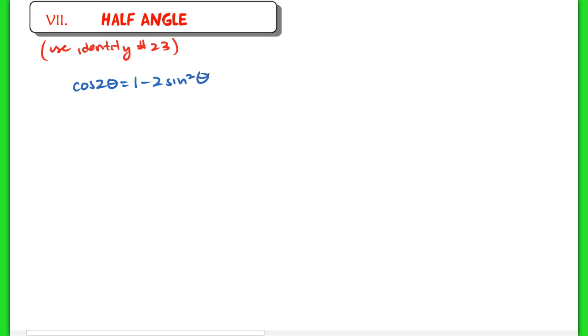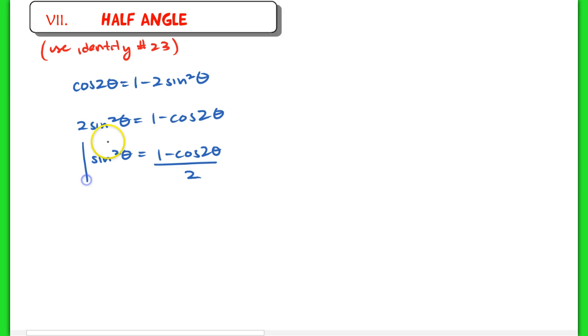Now I want to isolate my sine squared theta. So what I'm going to do first is move that 2 sine squared theta to the left, and move the cosine 2 theta. So I have 2 sine squared theta equals 1 minus cosine 2 theta. So that's just an alternative form here. Then I'm going to divide by 2, so I have sine squared theta equals 1 minus cosine 2 theta over 2. Now this is just an alternative form.